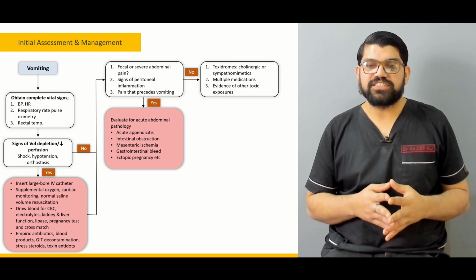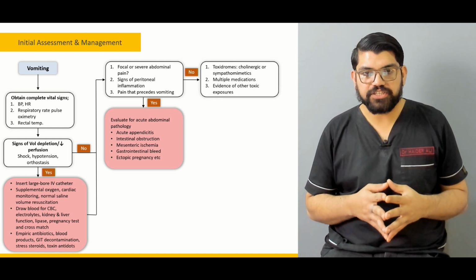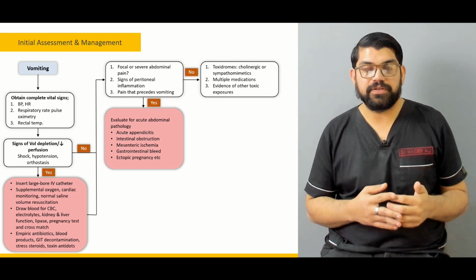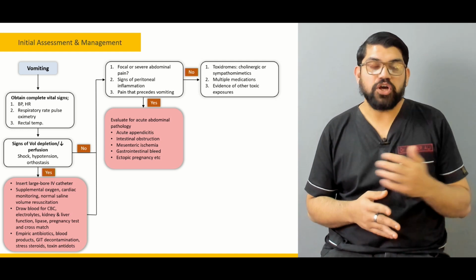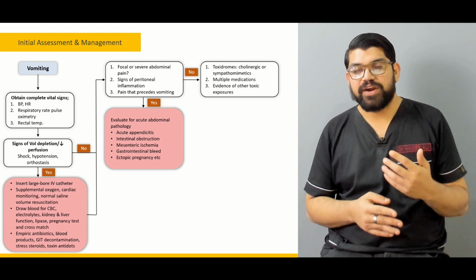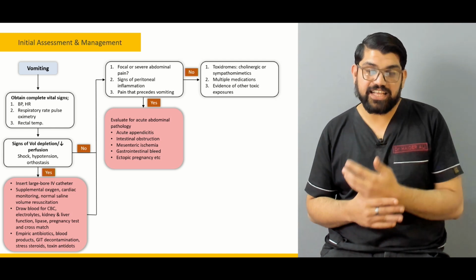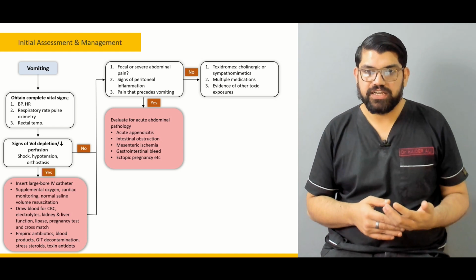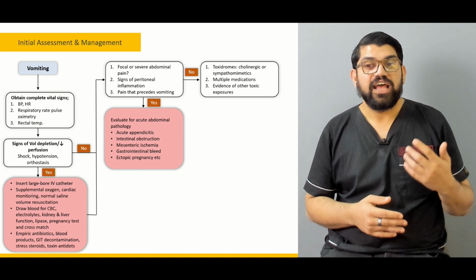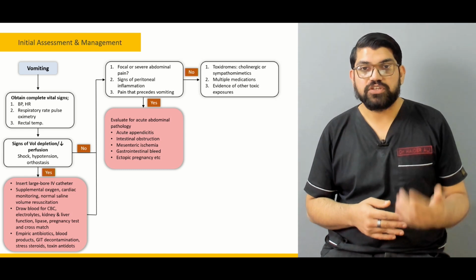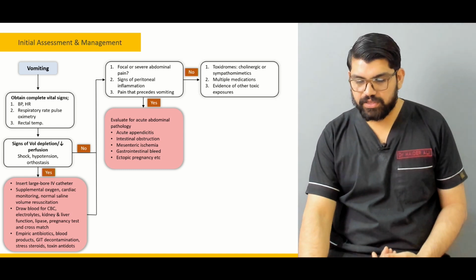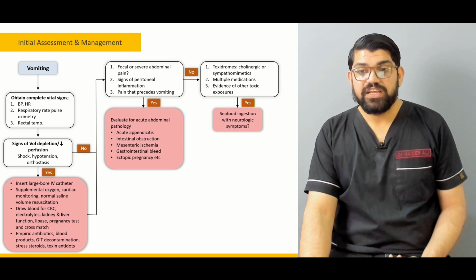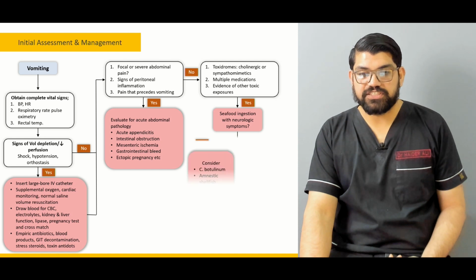If there are no focal signs, no signs of peritoneal inflammation, and no pain that precedes vomiting, think of cholinergics or sympathomimetics. As we'll talk in detail about aspirin toxicity or acetaminophen toxicity in the next part of this lecture, they mainly present with vomiting and nausea. With multiple medications, evidence of other toxic exposures should be ruled out while taking a careful history. If there are signs of toxidromes, think of seafood ingestion with neurological symptoms.